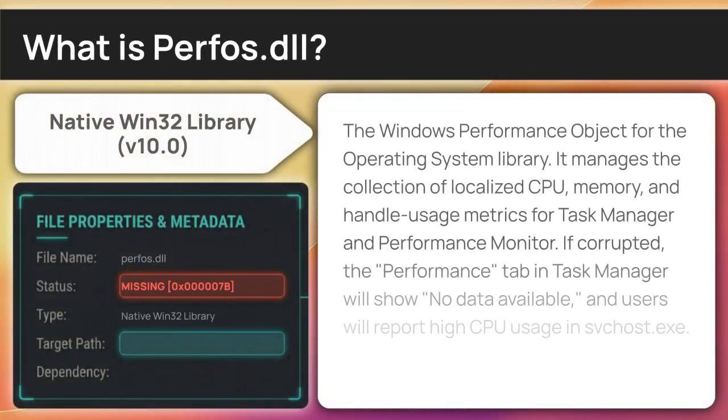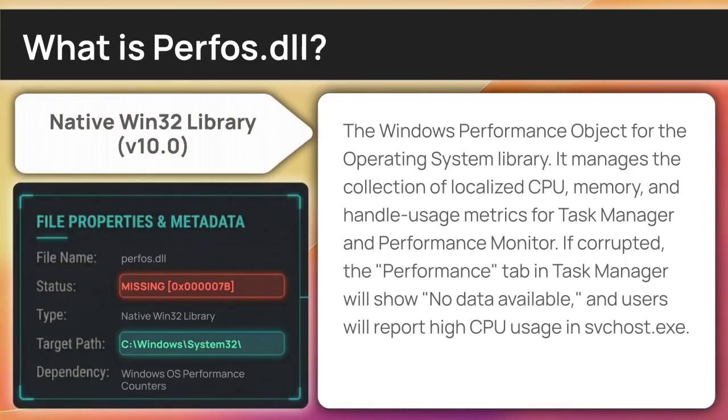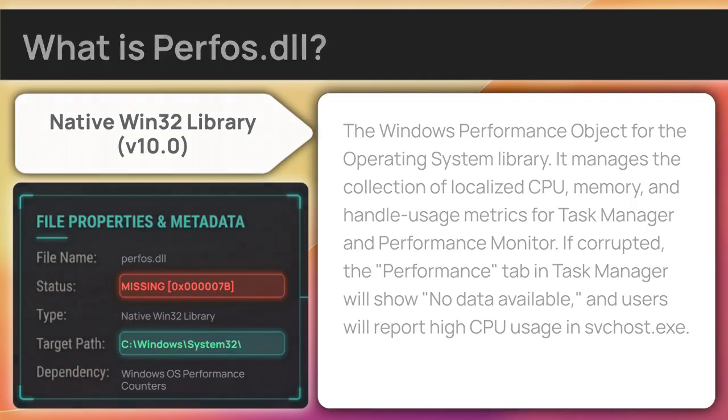This is the Performance Operating System Library, the Windows performance object for the operating system library. It manages the collection of localized CPU, memory, and handle usage metrics for Task Manager and Performance Monitor. If corrupted, the Performance tab in Task Manager will show no data available, and users will report high CPU usage in svchost.exe. Enough of the technical side. Let's get these files back onto your system.